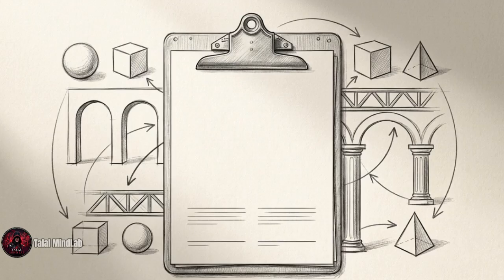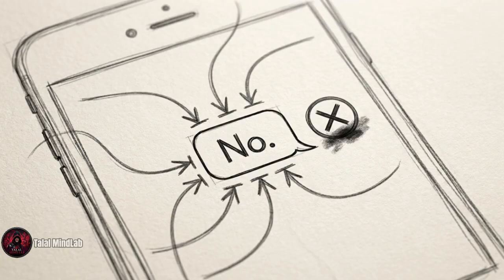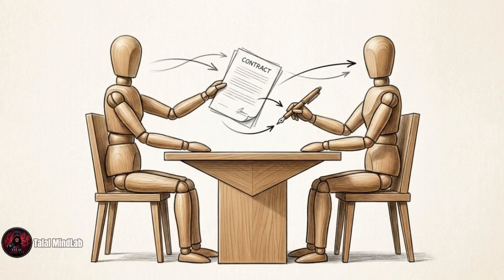Step 3 is delivering the core ask. If you phrase your goal as a direct yes or no question, you invite immediate rejection because you are handing complete control over to the target.